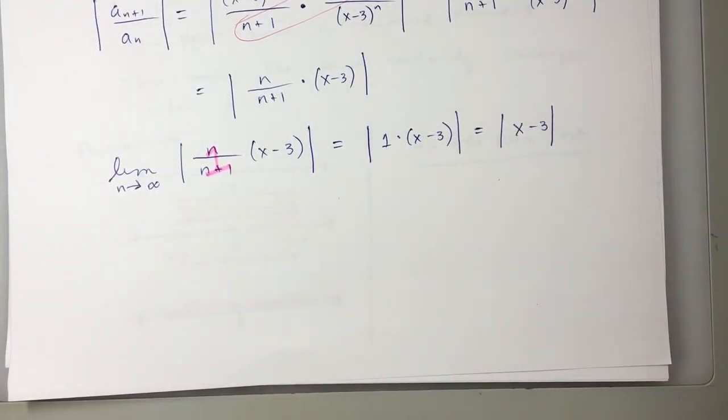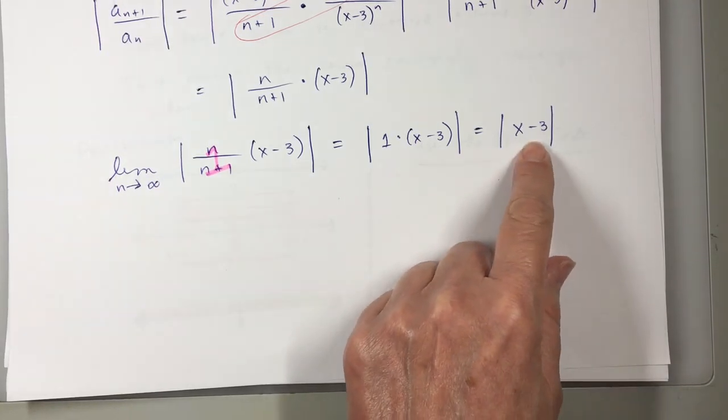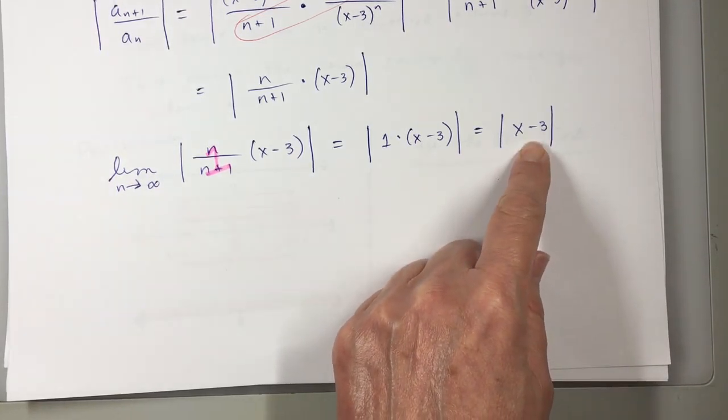Now you have to think about what the ratio test tells you. The ratio test says if this limit is less than 1, what happens?